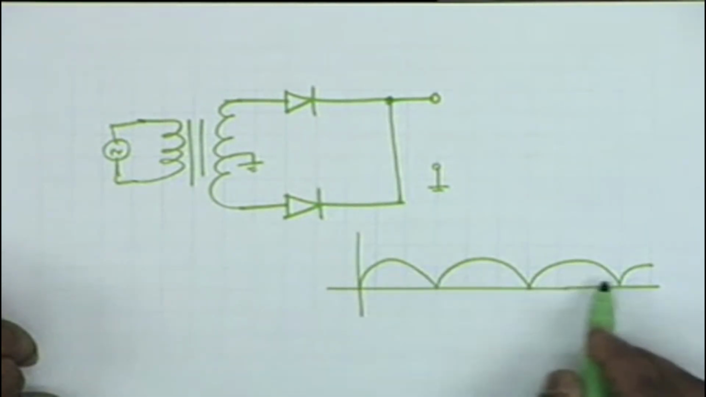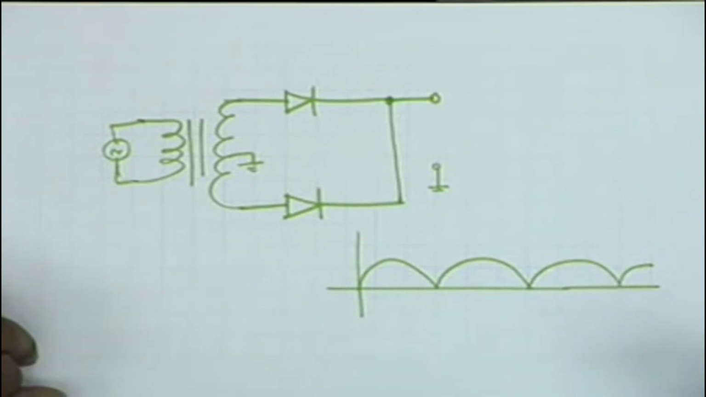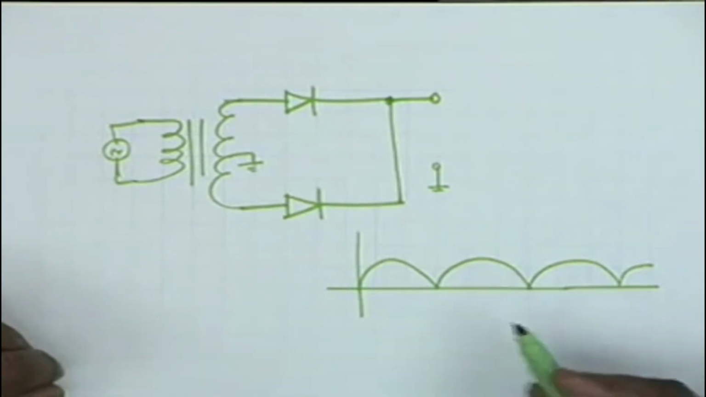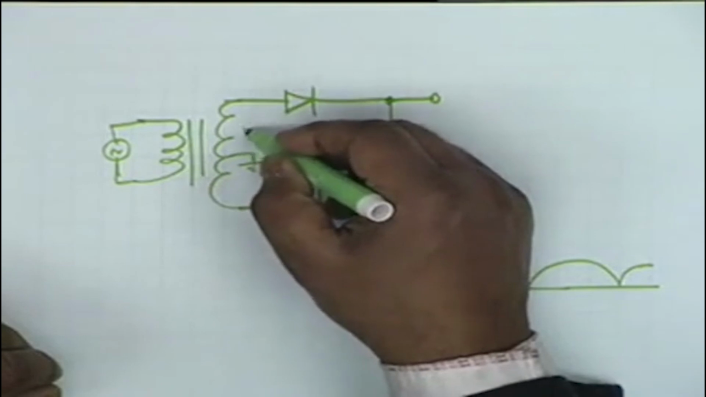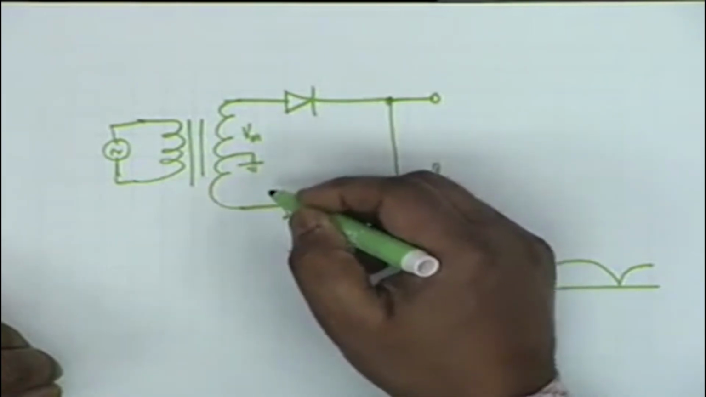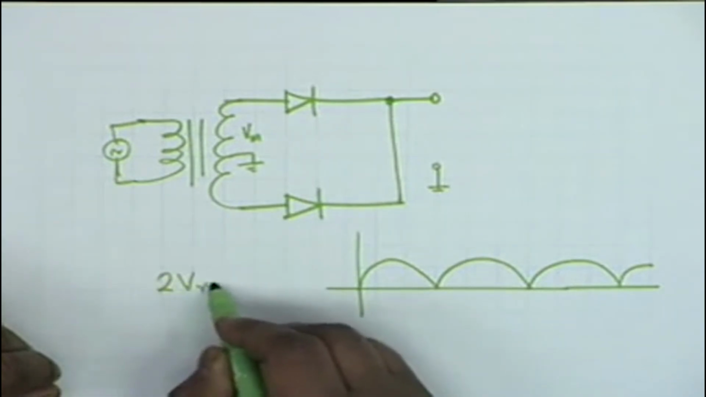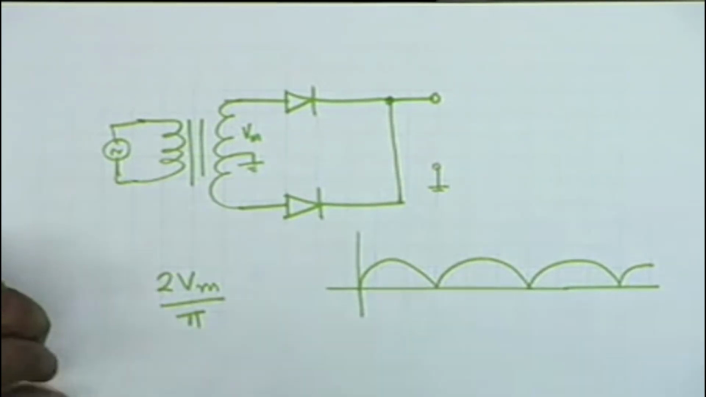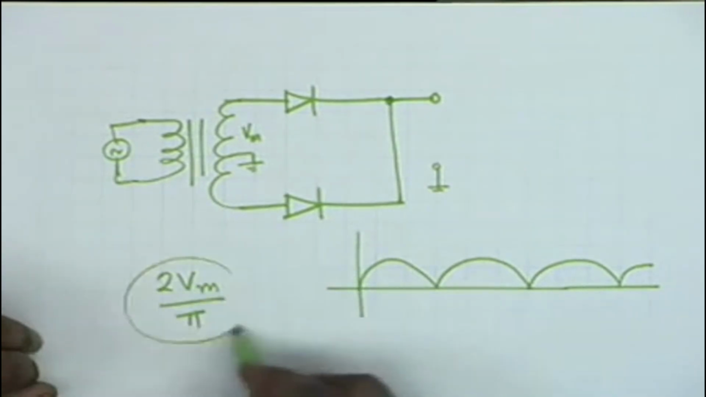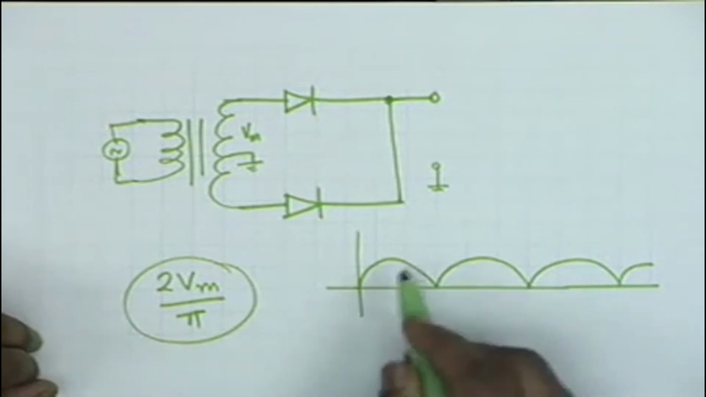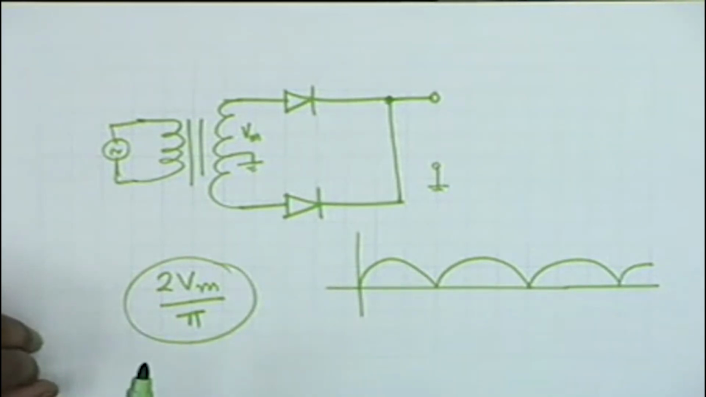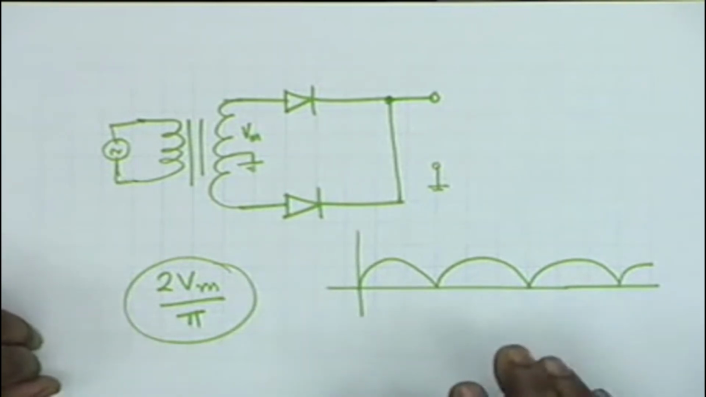Now obviously there is an average value, a DC value. If the maximum value here is Vm, then what is the average value of this? Twice Vm divided by pi. We had done this earlier. Now we want only this DC, we don't want this fluctuating waveform, which is an AC, and therefore we must get rid of it.